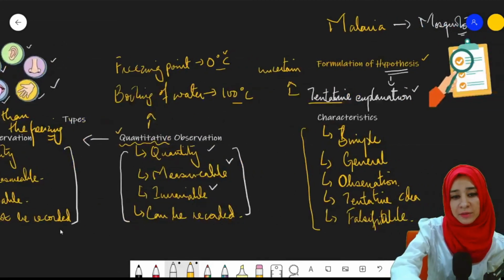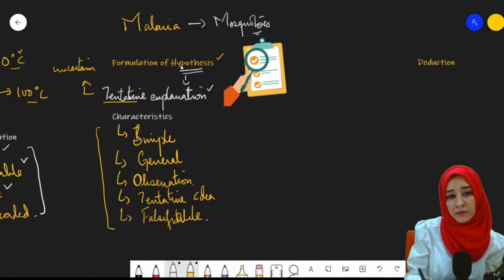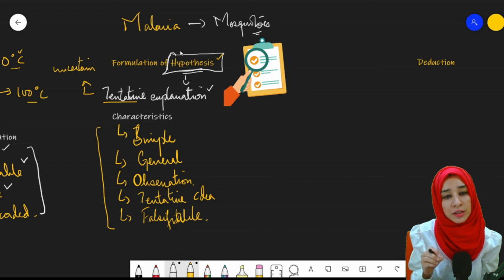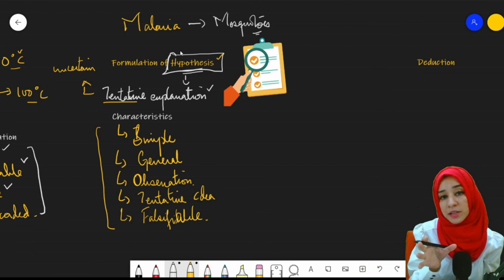Then the last step that we have discussed today is the hypothesis. What is a hypothesis? A hypothesis is the tentative explanation of the observation. A general statement, a simple statement, which can never be proven wrong or right unless experimentations are done on it. The statement isn't telling us whether it is right or wrong. It is just a general statement.